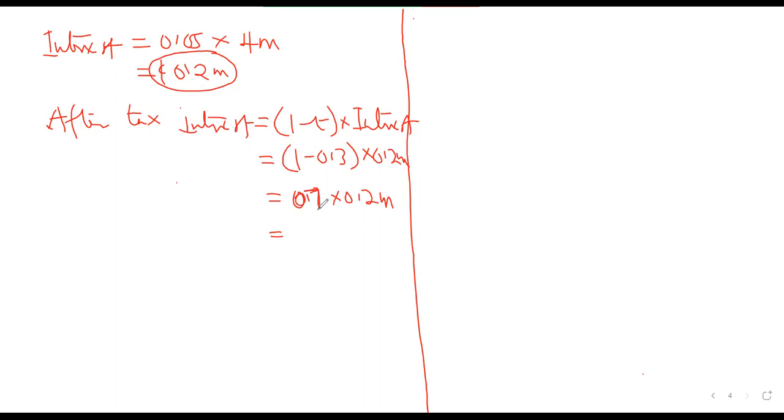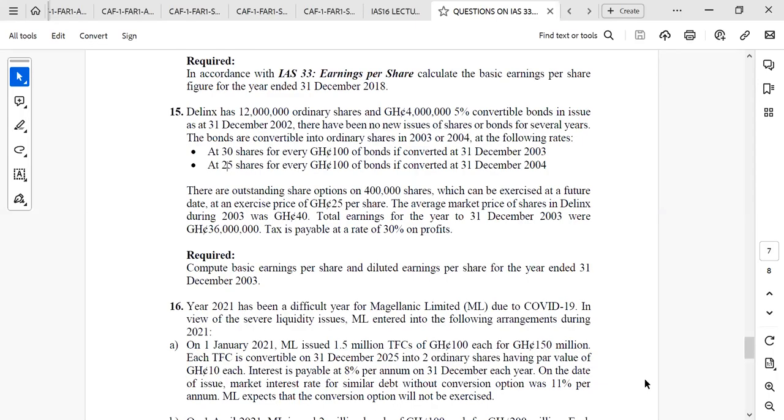What are we getting? 0.14 million. Okay, I'm sure the tax rate is 30%. So that will be 0.14.